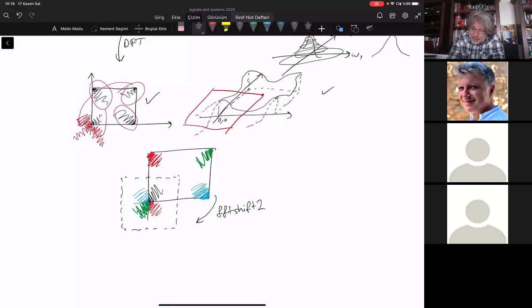You usually do it like this. You say image, or mesh is a better thing. Let me erase this. Use mesh, fftshift2, fft2. No, before that I have to use the absolute value.